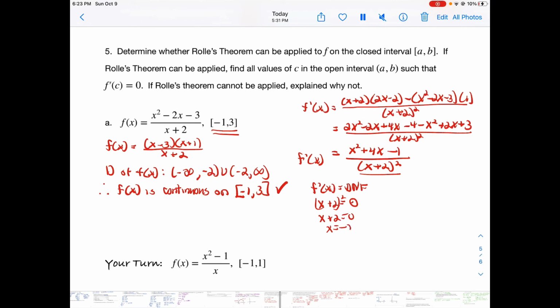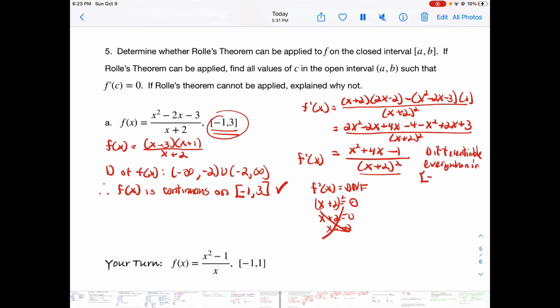But again, -2 is not in our interval, so therefore we can conclude that this function is differentiable everywhere in the open interval from -1 to 3. That should be an open interval, not a closed interval, my mistake. So now that we know we have continuous and differentiable, now we need to make sure our third requirement is that our function values at the endpoints must be equal.